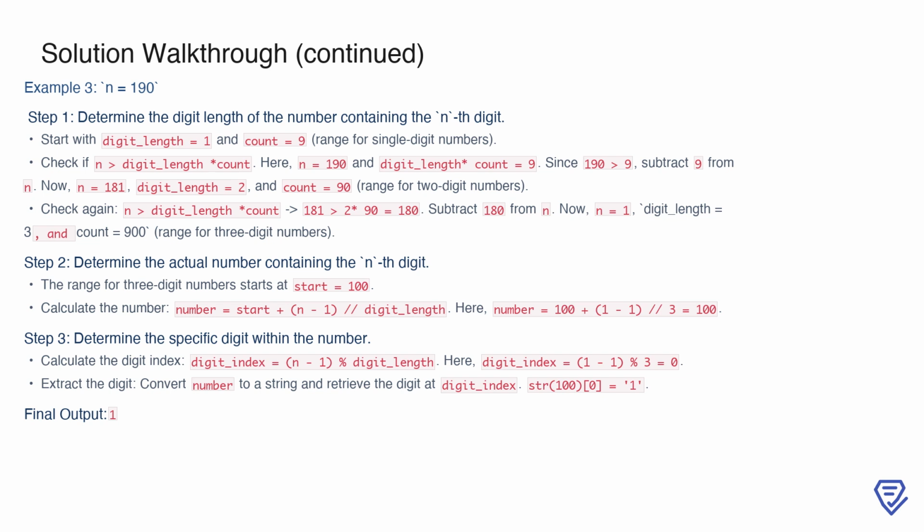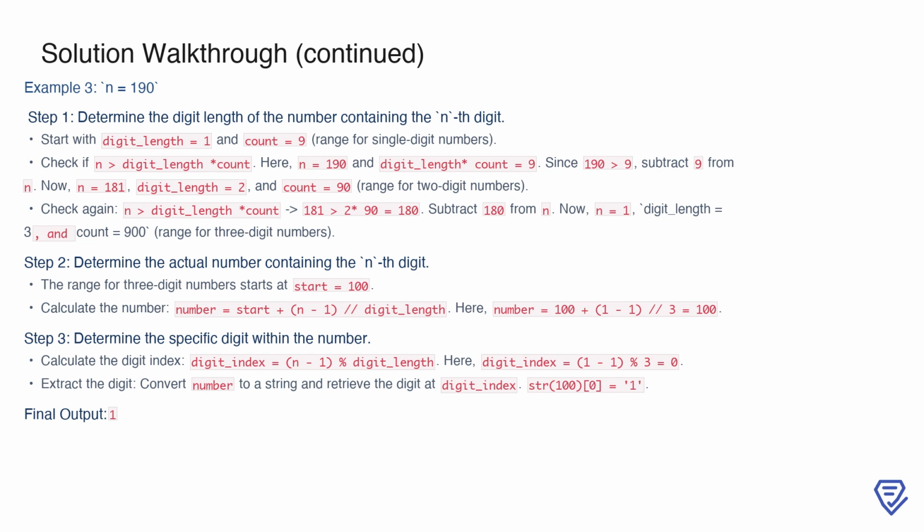Initially, the digit length is 1, and the count is 9, representing single-digit numbers. The total digits in this range are 1 times 9, which equals 9. Since 190 is greater than 9, we subtract 9 from 190, leaving us with 181.